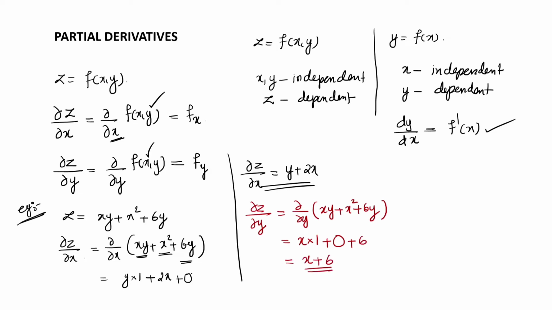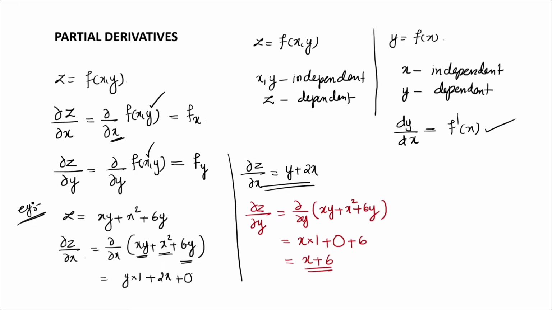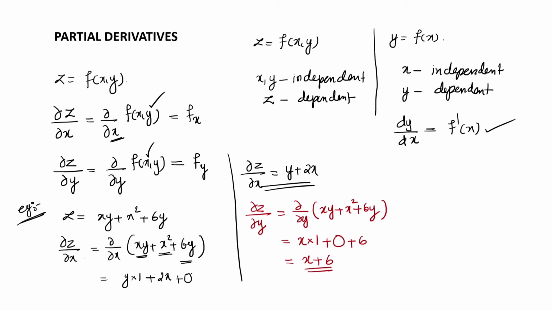Okay, this is the way we will differentiate a function partially with respect to x and with respect to y. That is, while differentiating with respect to x, we will treat y as a constant. And if we are differentiating with respect to y, we will treat x as a constant. Okay, this is the first order derivative.